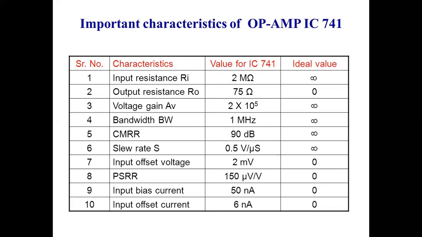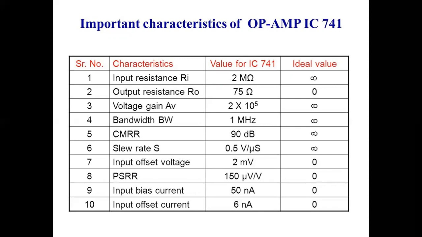Input resistance Ri is 2 mega ohm, ideal value infinity. Output resistance for IC741 will be 75 ohm, ideal value will be 0. CMRR is 90 dB, in the ideal value it will be infinity. Slew rate will be 0.5 volt per microsecond, in ideal condition it will be infinity. The remaining ones, in ideal value, will be 0.